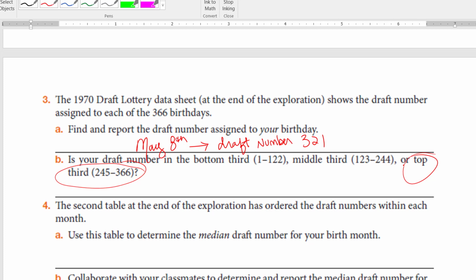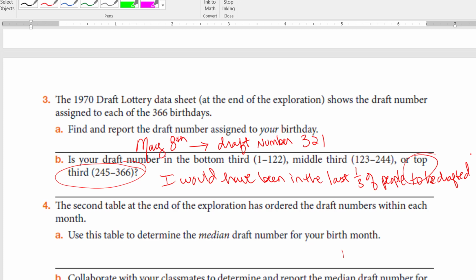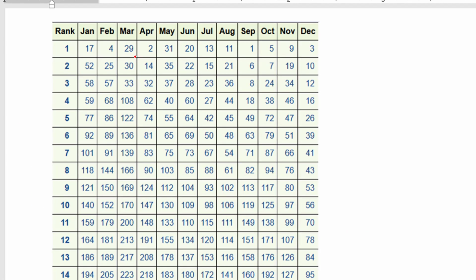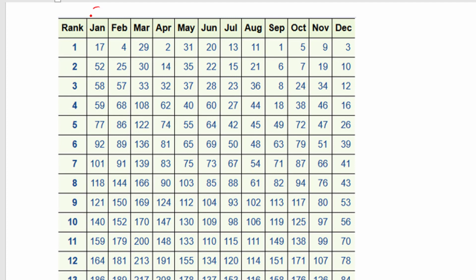So that means I'm in the last third of the people to be drafted. Problem 4 then says there's actually a second table at the end of the exploration, which has ordered the draft numbers within each month. Now, let me go down to that and kind of explain what that shows. Okay, so this is a different table and it's giving the rank. So, for example, let's just focus in on January and try to understand what we're seeing.